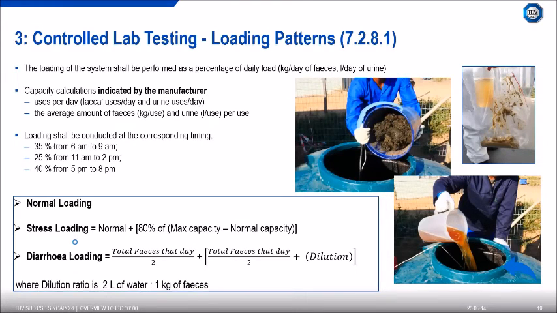The stress loading is basically the normal loading plus 80% of the difference between the max and the normal loading capacity given by the manufacturer. And then the diarrhea is basically simulated as the worst case scenario where half the users are having diarrhea on a particular day. So the diarrhea calculation is basically feces diluted with water at a 2:1 ratio.